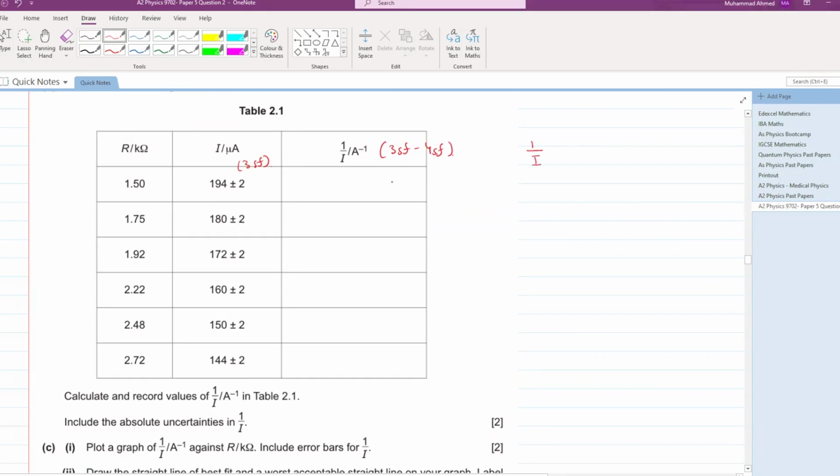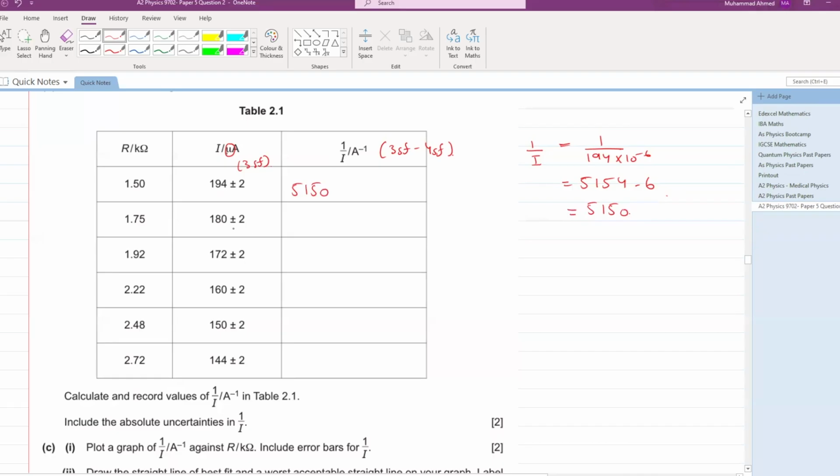1 over I for the first row will be equal to what? 1 over 194. And if you leave it like this, don't expect the examiner to give you marks because you have conveniently ignored the table headings. This is microampere, so you will multiply it by 10 raised to the power of minus 6. Let's calculate this answer. 1 divided by 194 into 10 raised to the power of minus 6. This gives you an answer of 5154.6. Obviously, you will not write it like this. You will write it till three significant figures. This will become 5150. Let's write it here. 5150.